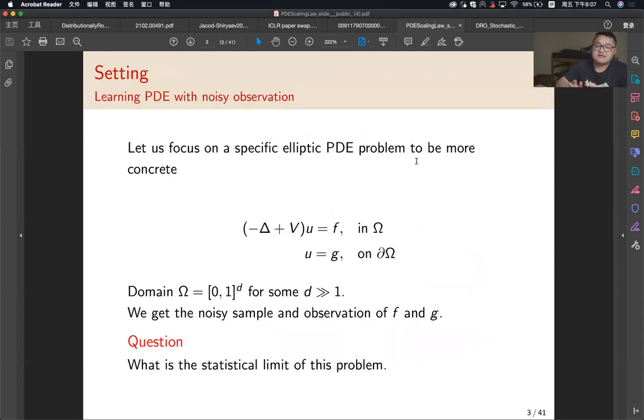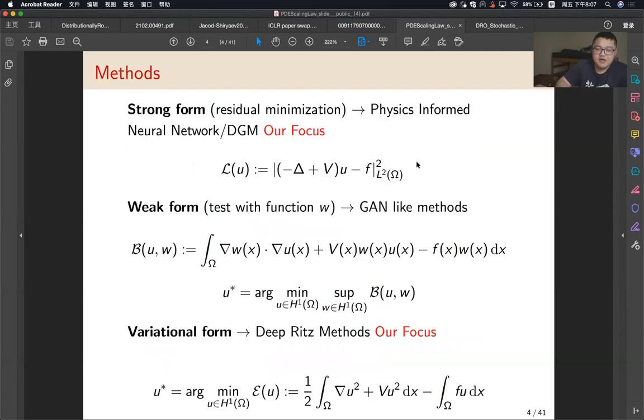So let's consider this very simple PDE. This is a very standard elliptic PDE, and we set the boundary condition. In my talk, I will set the boundary condition to be the zero Dirichlet boundary condition as a simple case, but you can do more. Okay, so our question is how many random samples I need so that I can solve the PDE very efficiently. To solve this PDE, in recent years, several objective functions have been proposed.